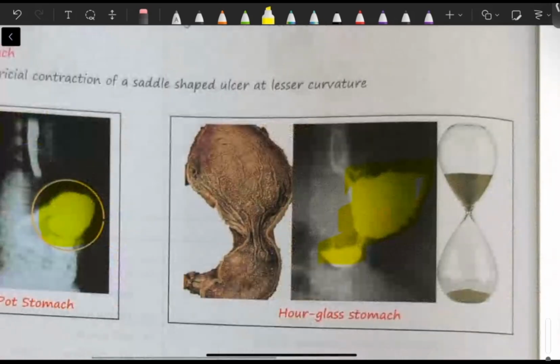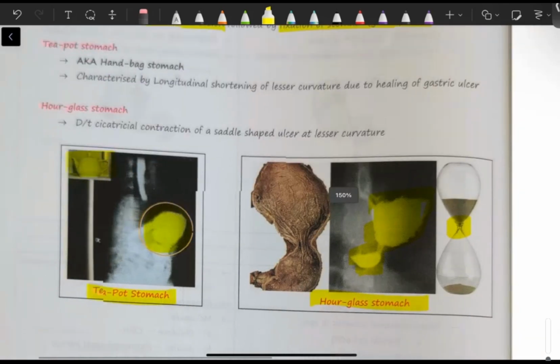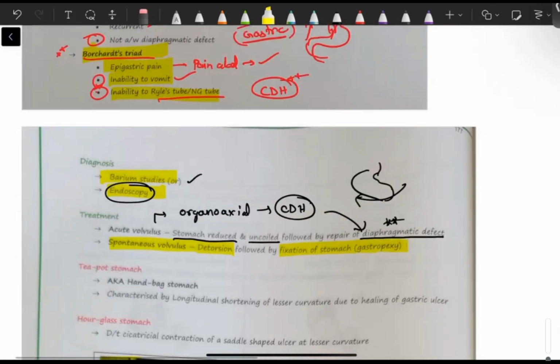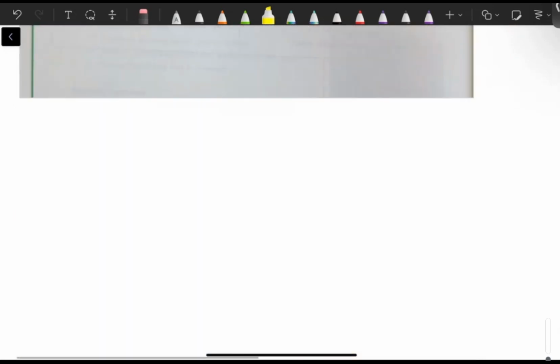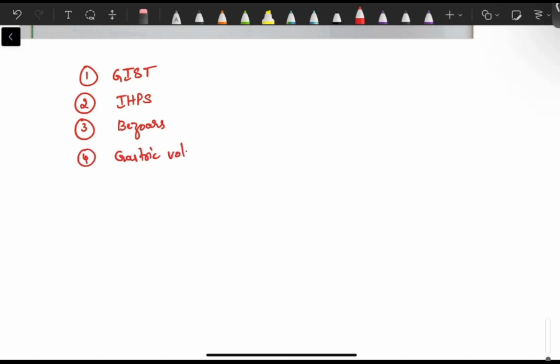Okay, otherwise you can say hourglass stomach also, like this. So half of the stomach is here, half of the stomach is here, because it has twisted at this point. Okay, so hourglass stomach and teapot stomach are the classical appearances which we will be seeing on investigations in case of gastric volvulus. So this brings us to the end of stomach. So we have discussed gastrointestinal stromal tumor today. After that, infantile hypertrophic pyloric stenosis, then Bezoars. After that, we discussed gastric volvulus. Okay, any doubts in this?